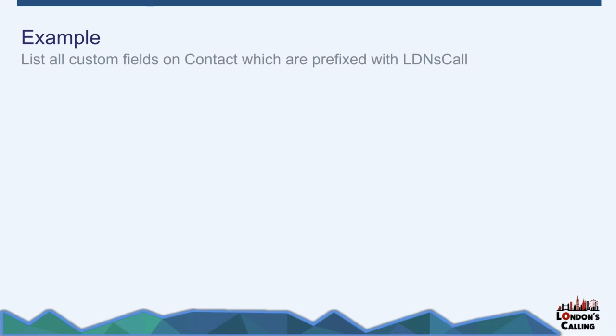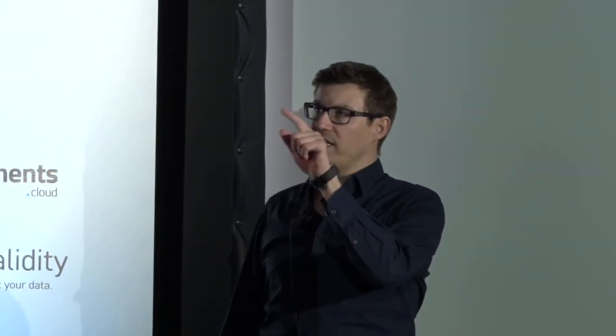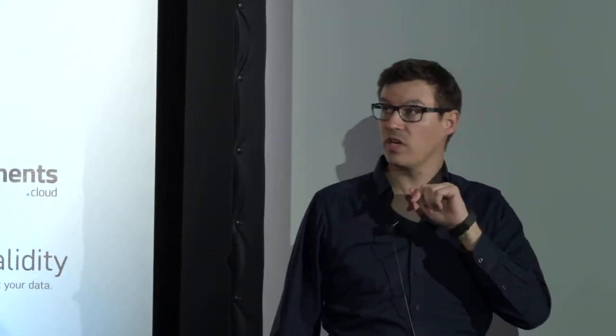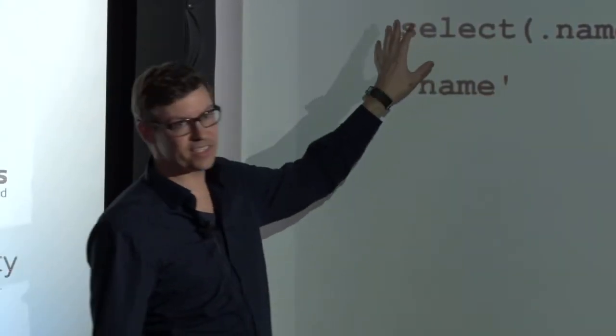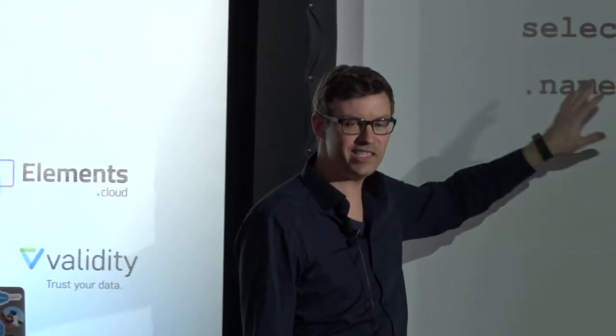Maybe you're a consultant on the customer side, and you want to see all the fields implemented there, all the custom fields which have a special prefix because you used a prefix on the tool. So: list all custom fields on Contact which are prefixed with LDSN call. This would be the command, and as I said, you have the bit.ly URL. You can review this command in detail later on.